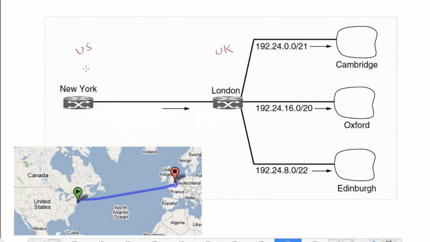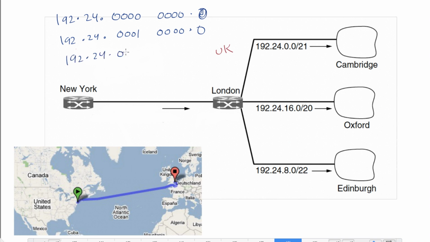So what should I write in the forwarding table of the Newark router? What do I need to do? Very simple. I need to just merge these 3 networks. So let's just do it. How are we going to do it? We are just going to write this in binary. 192.24, instead of 0, let me write in binary dot 0, and then 192.24.16 means 0001 and then 0000, and 8 means 192.24.0000 and then 1000, right?